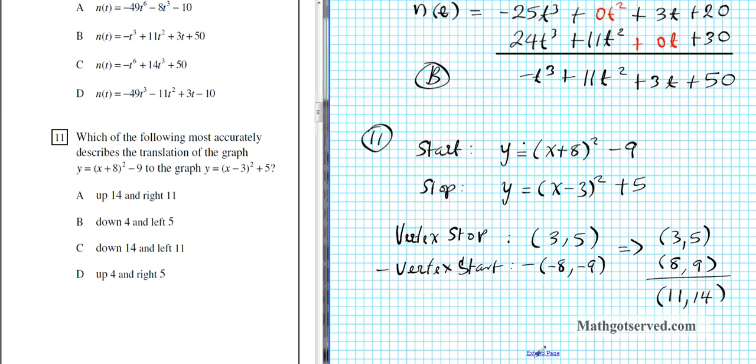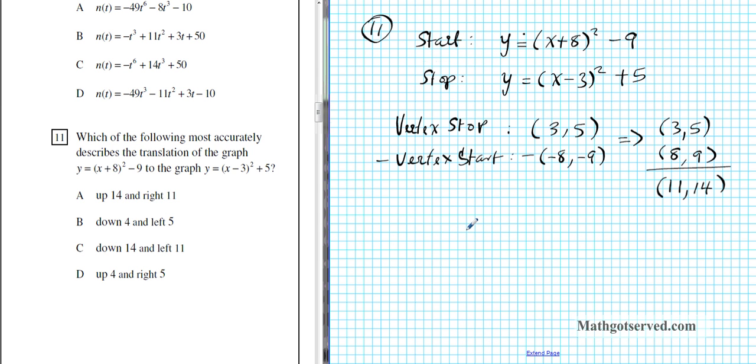Since they're both positive, what does that mean? It means you're going to go 11 units to the right and 14 units up. 11 to the right because that's along the x-axis, and 14 units up because that's along the y-axis, the y-coordinate. So you can see that our answer is option letter A.